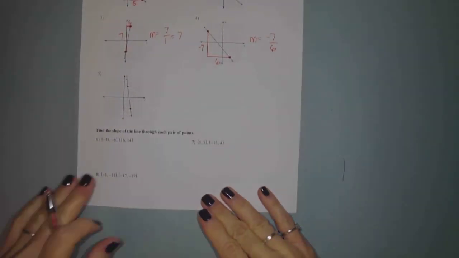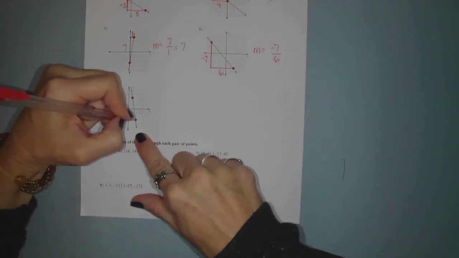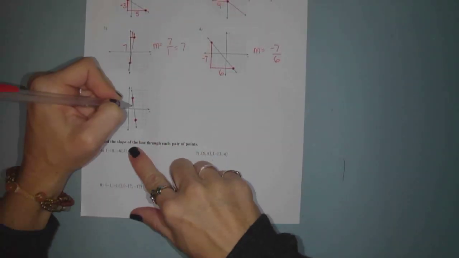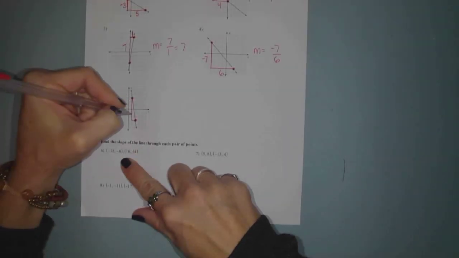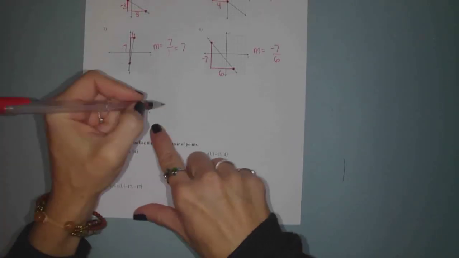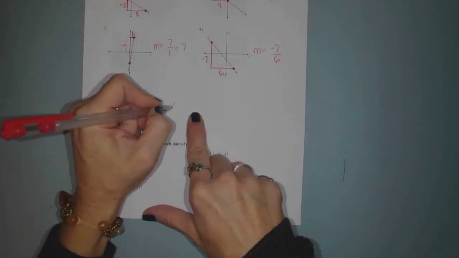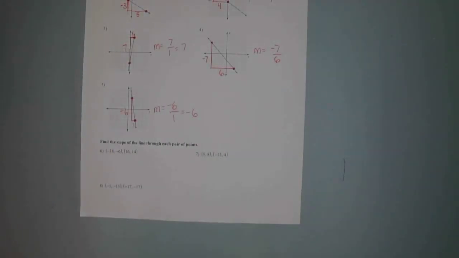And last but not least, boy, I got a lot of negative slopes here. The last line here, left to right, I'm coming down and right. So counting 1, 2, 3, 4, 5, 6. So down 6 and boom, 1 to the right. So down 6 per every 1, which if you divide is just -6.